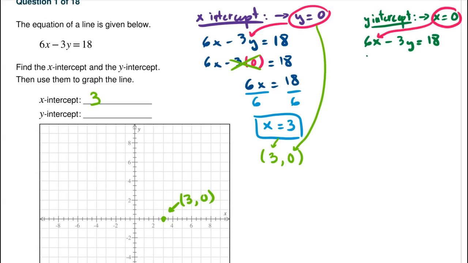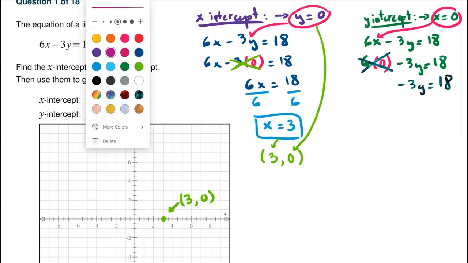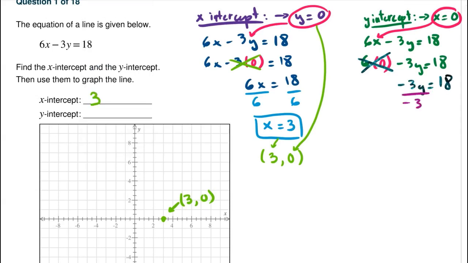That will give you 6 times 0 minus 3y equal to 18. 6 times 0 is 0, so we can go ahead and cross that out. That leaves you with negative 3y equals 18. To solve for y, we're going to get rid of the negative 3, so we divide by negative 3 on both sides. So y equal to negative 6.